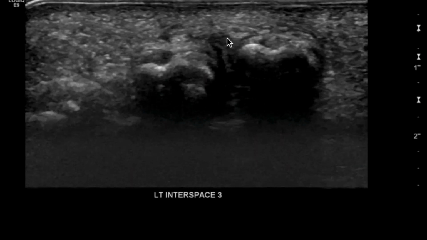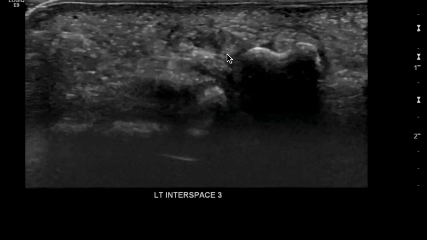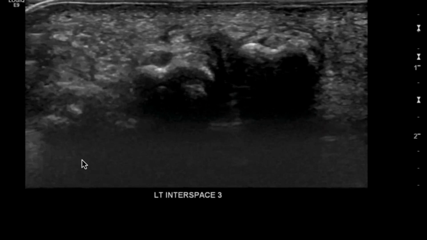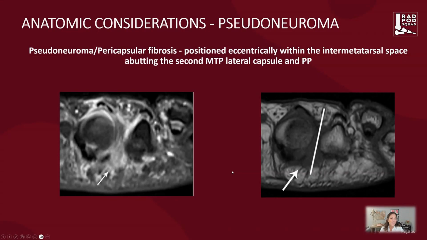Again, the hypoechoic perineural fibrosis surrounding the nerve, protruding through the interspace when compressed from medial to lateral, the Mulder's maneuver. Now let's highlight pseudoneuromas. Pseudoneuroma is the situation where you have eccentric pericapsular fibrosis within that intermetatarsal space. So let's take a look.